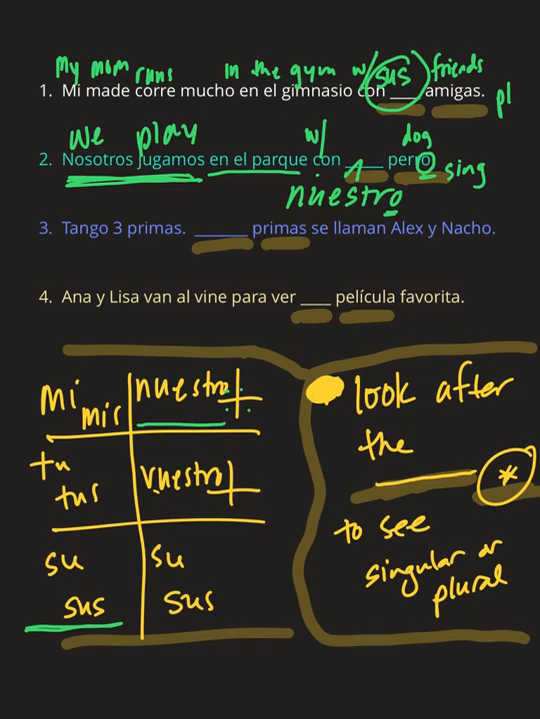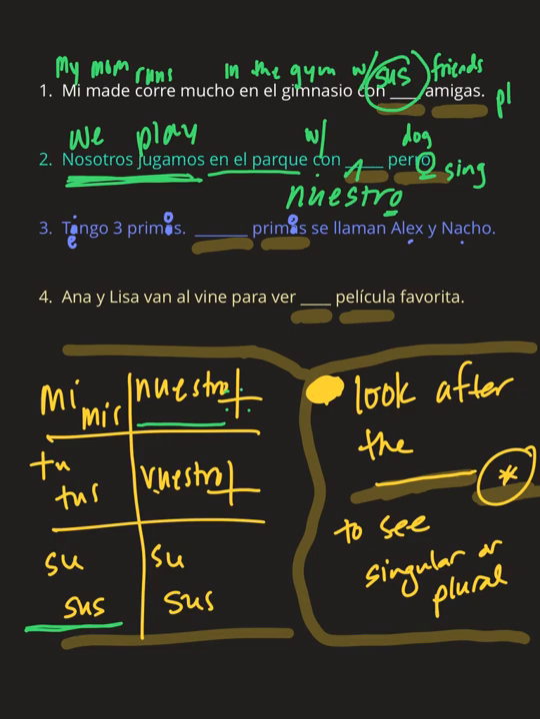Tres primas. Blank primas se llaman Nacho y Alex. There's another problem here. These are boy names, so this shouldn't be primas. It should be primos. All right. Tengo tres primos. Blank primos se llaman Alex y Nacho.